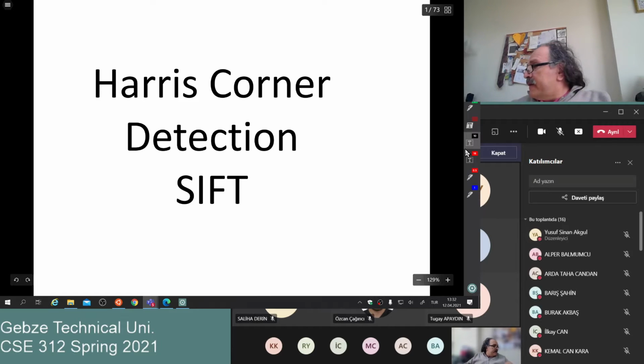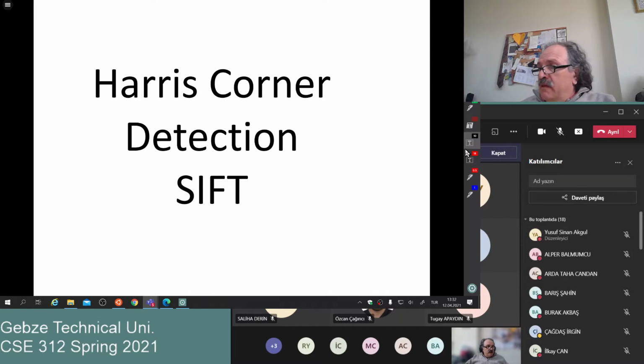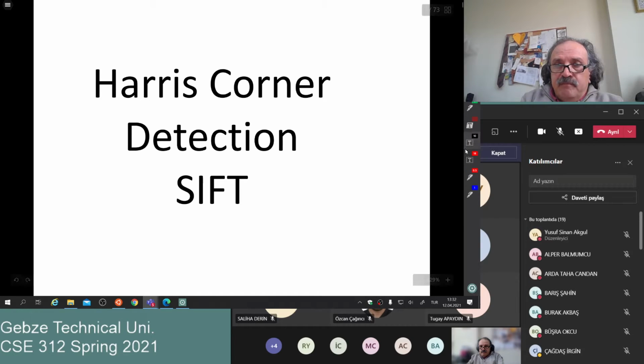Hello everybody. Last week we started talking about corner detection, Harris corner detection. We derived equations about the corner detection. At the end we came to a matrix which is called a Hessian matrix.